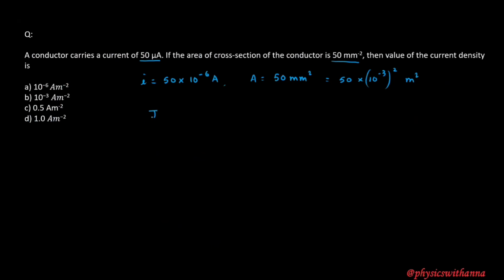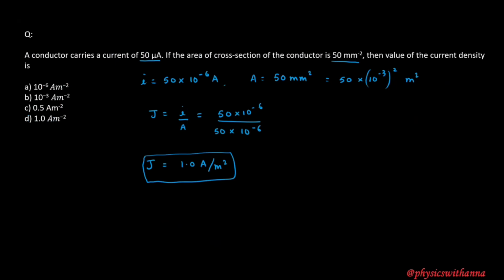So we use the rule J equals I over A. I is 50 times 10 to the power negative 6. A is 50 times 10 to the power negative 3 squared, which will be negative 6. So when you solve this, you get J equal to 1 ampere per meter squared. So the correct answer will be option D.